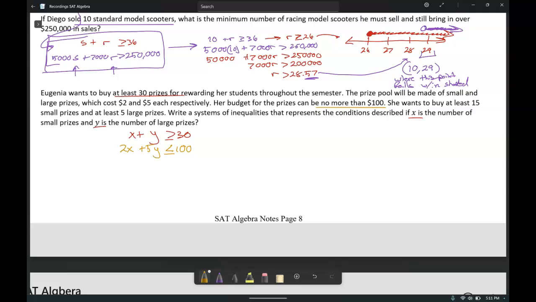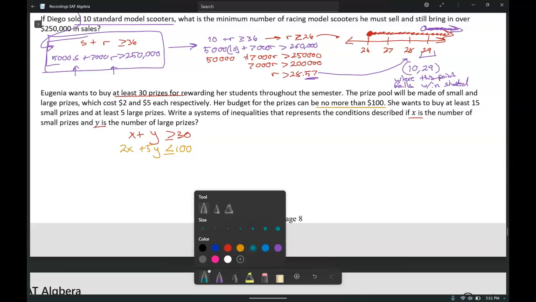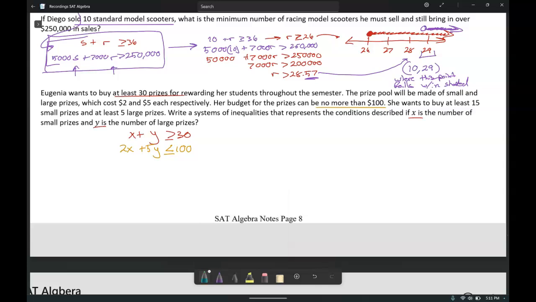But those are not our only conditions. We actually have 2 more conditions. She wants to buy at least 15 small prizes. So X, the small prizes, has to be greater than or equal to 15. And then last but not least, she wants to buy at least 5 large prizes. Y has to be greater than or equal to 5. So this is our system that models all of our constraints.